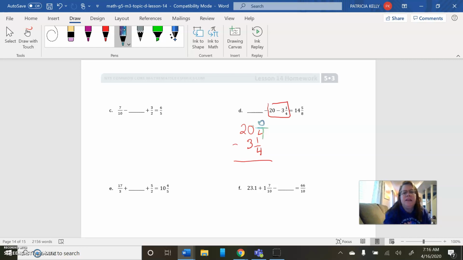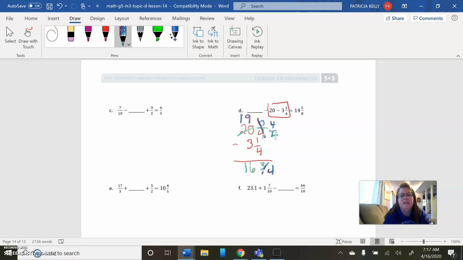So I borrow from the 20, he gives us 1, so now how many do we have? 19. And he gives us 1 whole. In fraction, when I'm talking about fourths, 1 whole is going to have 4 fourths. I only had 0 this time. So remember, if I had 1, I'd have to add it to it, and I'd have 5. Okay? But I had 0. So he gave me 4 fourths. And now I can subtract. 4 fourths minus 1 fourth equals 3 fourths. And 19 minus 3 equals 16.